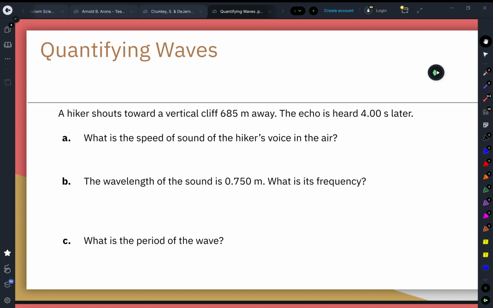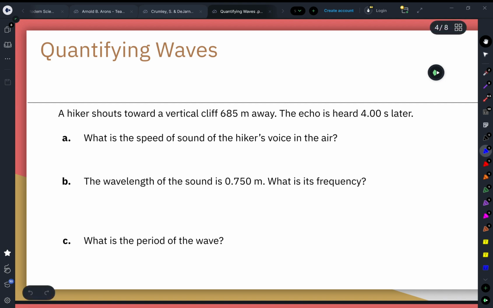The first part is to determine the speed of sound of the hiker's voice in the air. The second is to use the wavelength of sound, which is 0.750 meters for this example, and use that to determine the frequency. And then finally, once the frequency is known, we can determine the period of the wave. So what I would recommend doing in problems like this is to start off by drawing a picture.